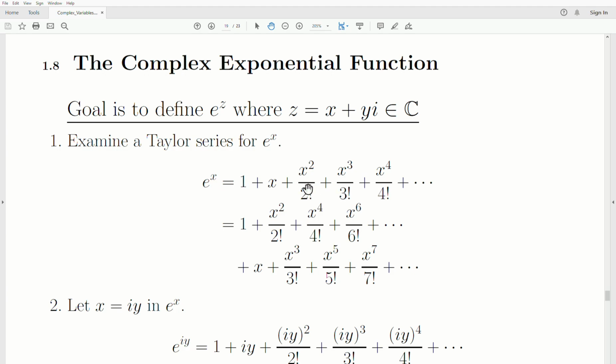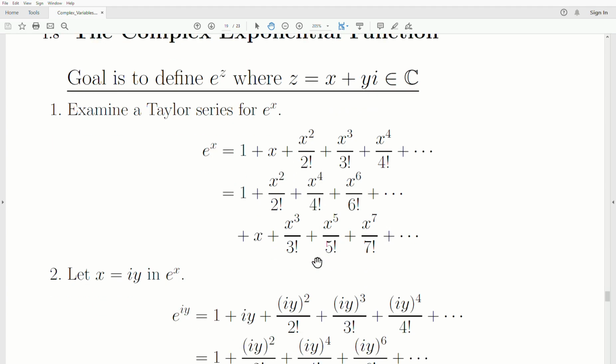be represented like this. Now if we take every other term, so we take the even terms and then the odd terms. I say odd because it's raised to the 1, raised to the 3, raised to the 5. The exponent's odd. Okay. Can be rewritten in this fashion.